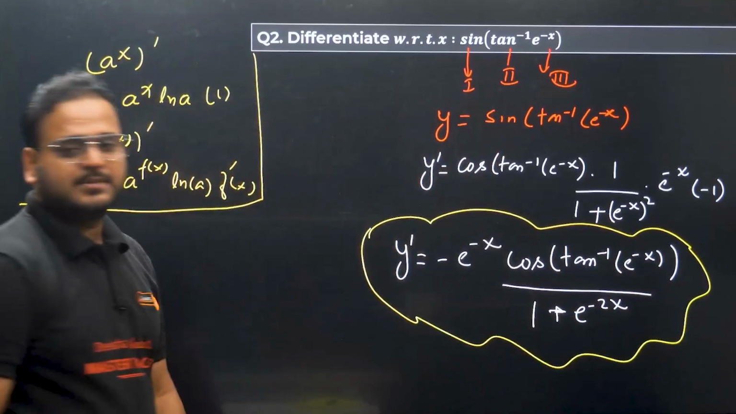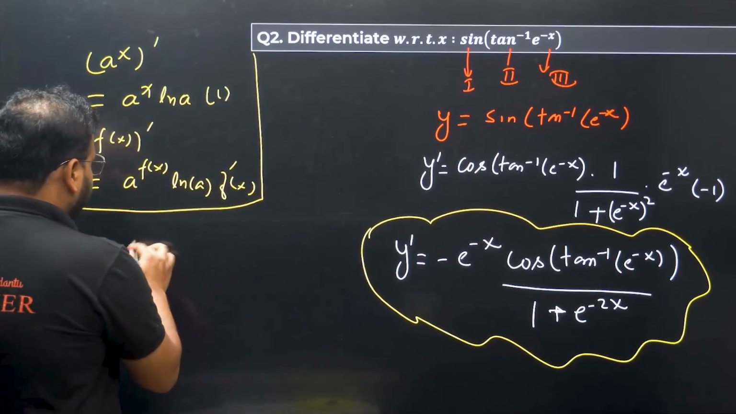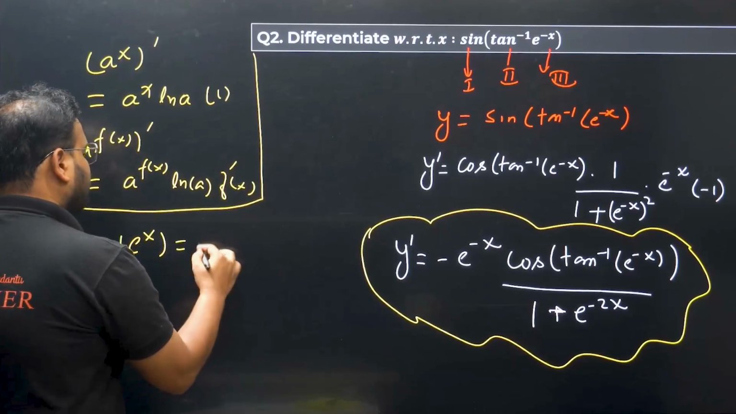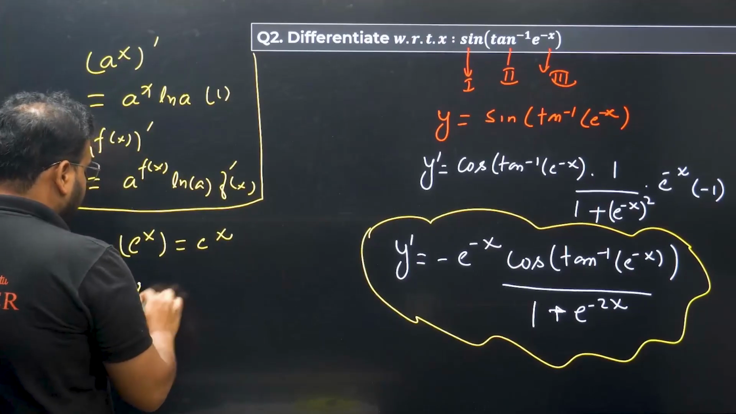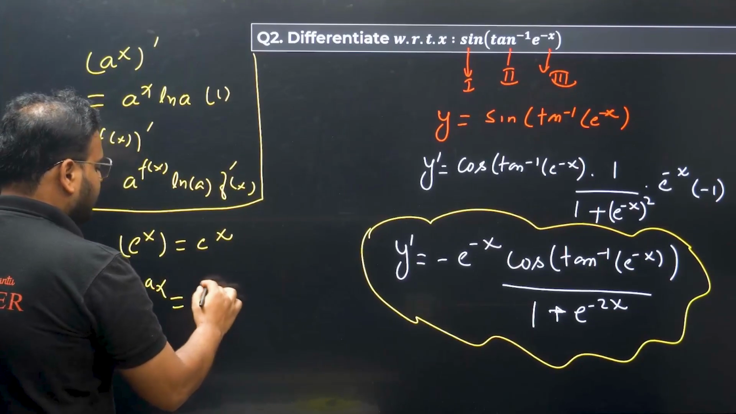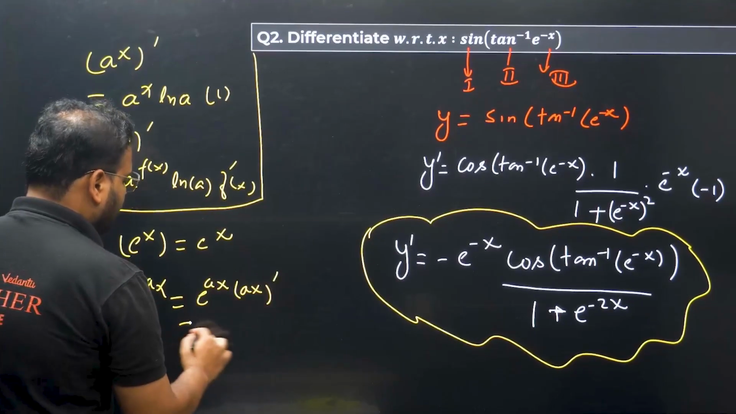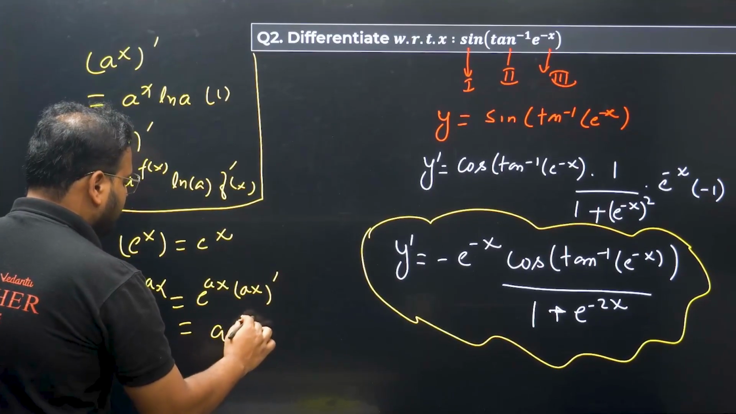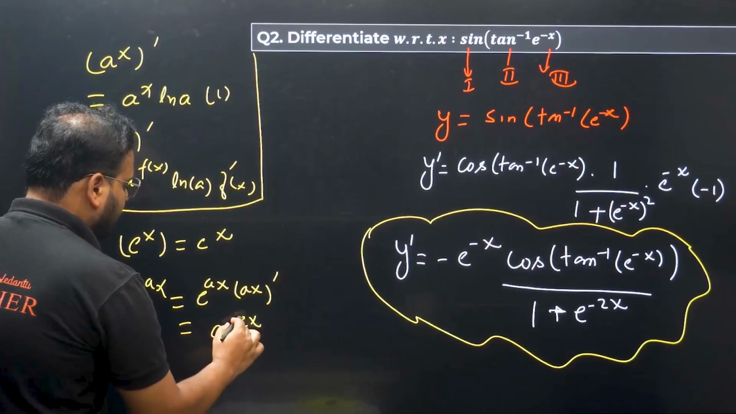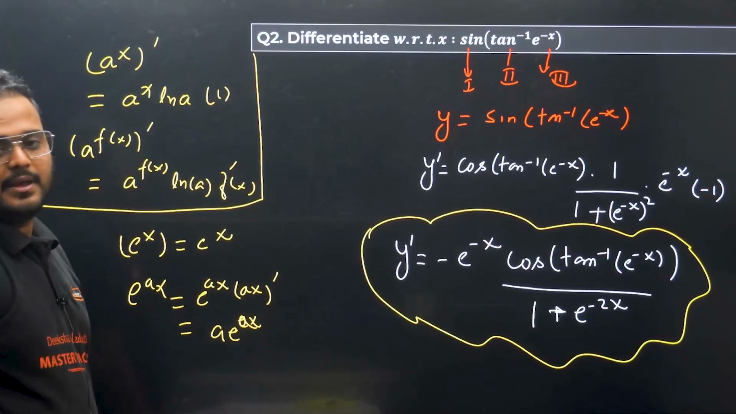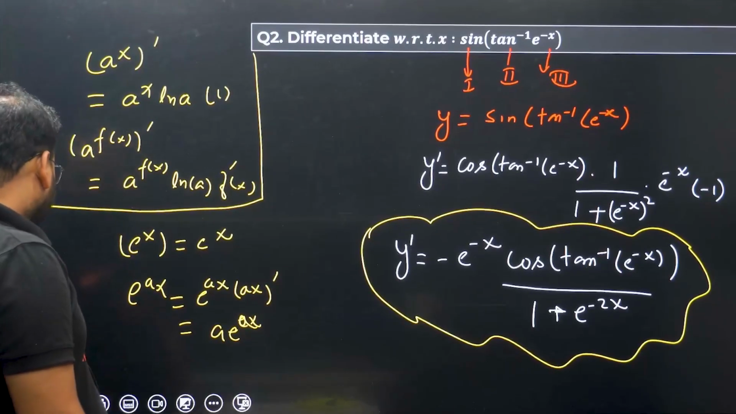Very simple question. So the derivative of e power x is what? e power x only. The derivative of e power ax is what? e power ax, and then the derivative of ax. How much is that going to be? Simply a times e power ax. Great. Moving on.